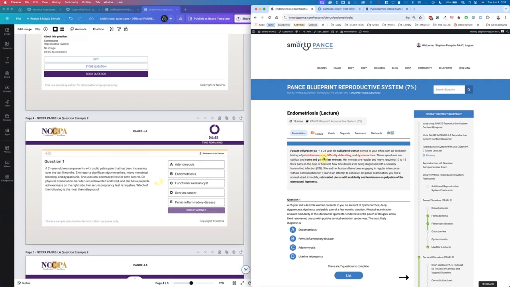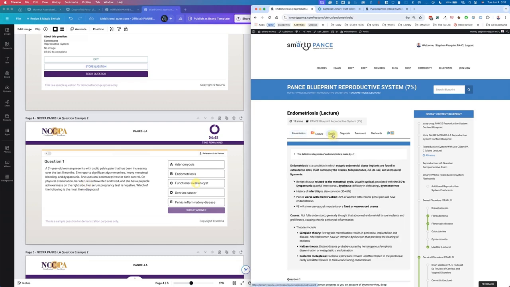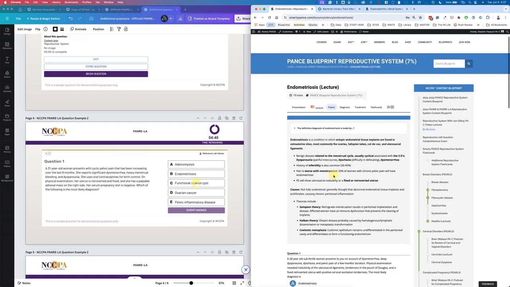She had dysmenorrhea, painful intercourse, difficulty defecating. Of course, they're not going to give you all those in the vignette. And click on pearls here. We see what we have. Endometriosis, condition, menstrual cycle, dyspareunia, dyschezia, infertility, fixed retroverted uterus. You know what? This is probably definitely the answer right now.